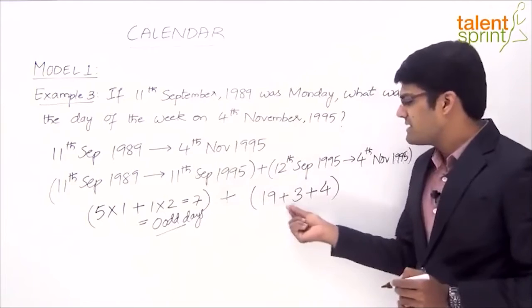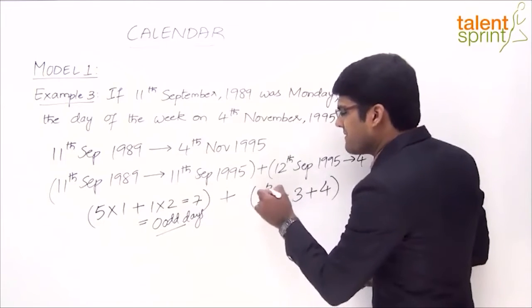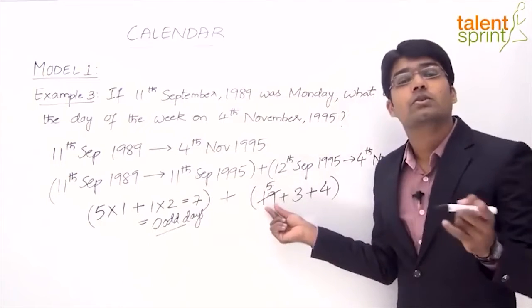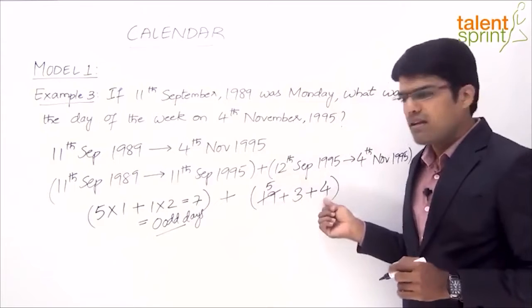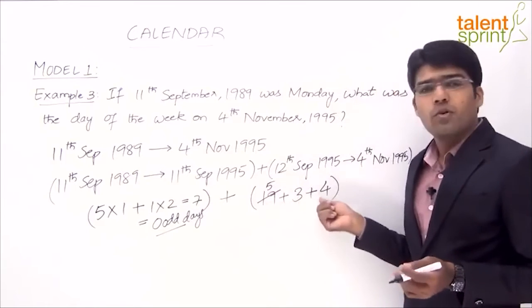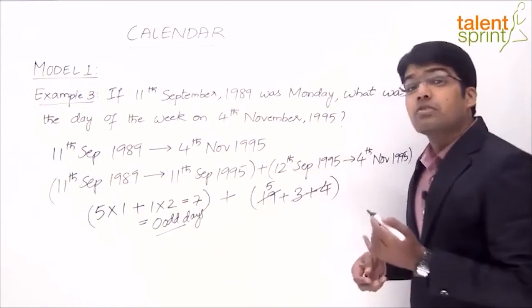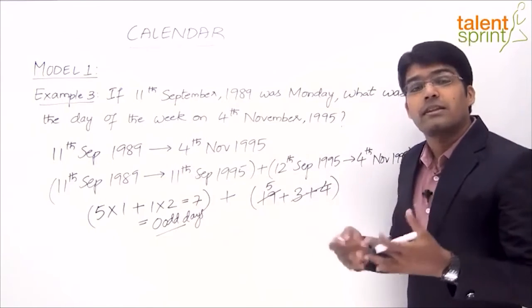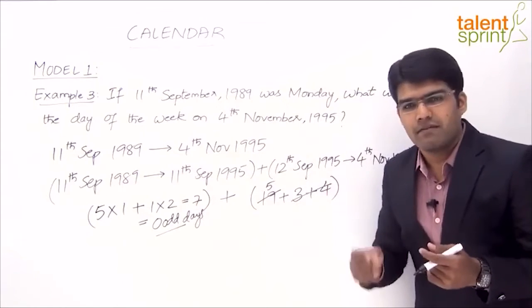So 19 plus 3 plus 4, or we very well know that 19 can be taken as 5 odd days, since 19 is equal to 2 complete weeks plus 5 days. So 5 plus 3 plus 4, right? Again, if you understand, 3 plus 4 makes 7. So 7 odd days is equal to 0 odd days. So you can eliminate this. So this way, when you have to calculate the total number of odd days for any given question, the calculation becomes much faster, right?